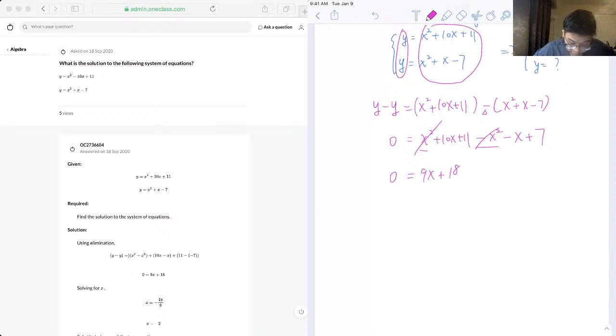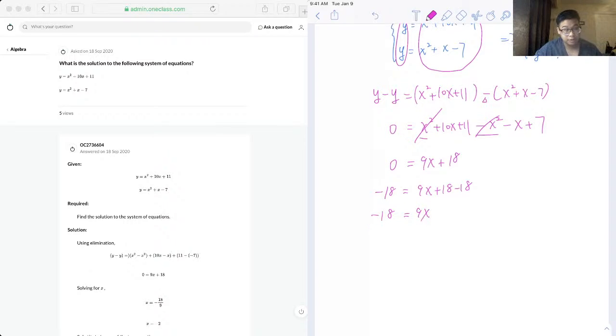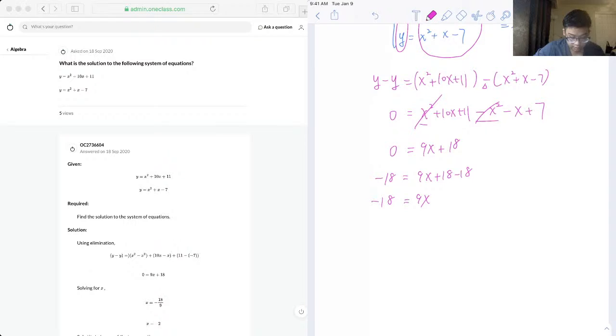Now we only have one variable left, which is what we want. So let's solve for x. We minus 18 on each side. So 0 minus 18 gives us 9x is equal to negative 18, which means x is equal to negative 2. Now that we have the answer for one variable, we substitute back into either one of the equations to figure out what y is.